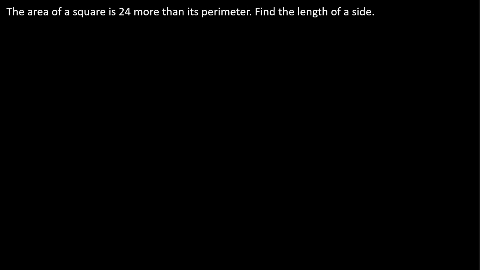All right, so I've got one more here. The area of a square is 24 more than its perimeter. Find the length of a side. Okay, so we've got a square. The thing about a square is that all sides are the same. So if I add up the 4 sides, I get the perimeter. Now, I'm being told about the area in terms of its perimeter.